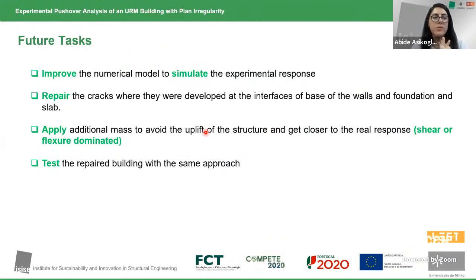So finally, for future tasks, it is necessary to improve the numerical model to simulate the experimental response. It is necessary to repair the horizontal cracks at the base of the walls and between foundation and slab. Then it is planned to apply additional mass to avoid the uplift of the structure and get closer to the real response, which might be shear or flexure dominated. And finally, it is planned to test the repaired building with the same approach.